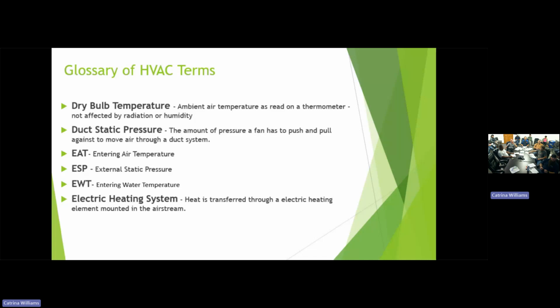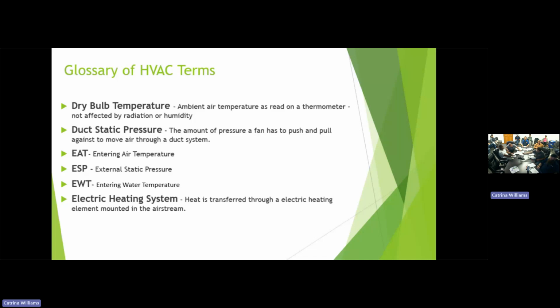ESP is external static pressure. And what that means to us is anything external to our unit. But we have to take into account that everyone kind of looks at this differently. Some of the engineers we talk to in the lab, if we put filters on a unit, they consider that external to the base unit.